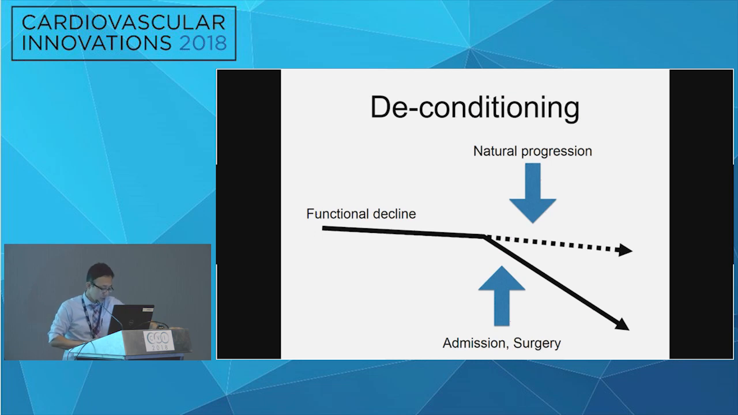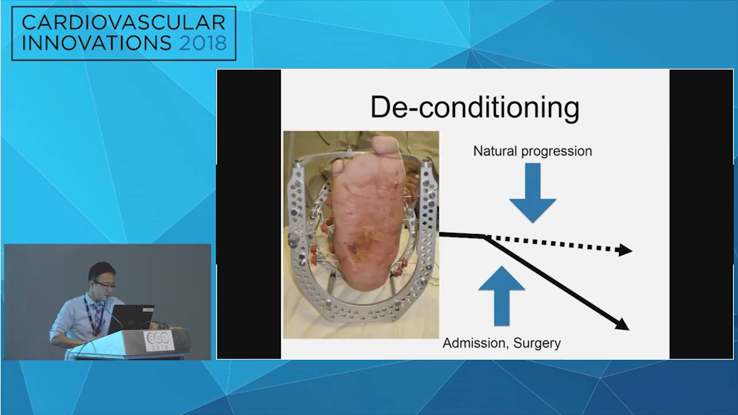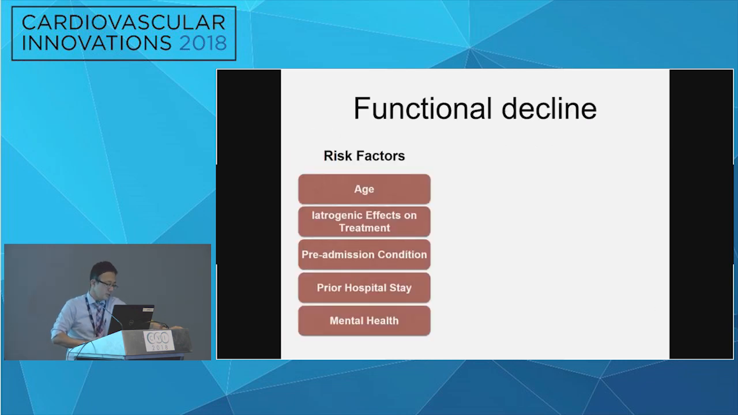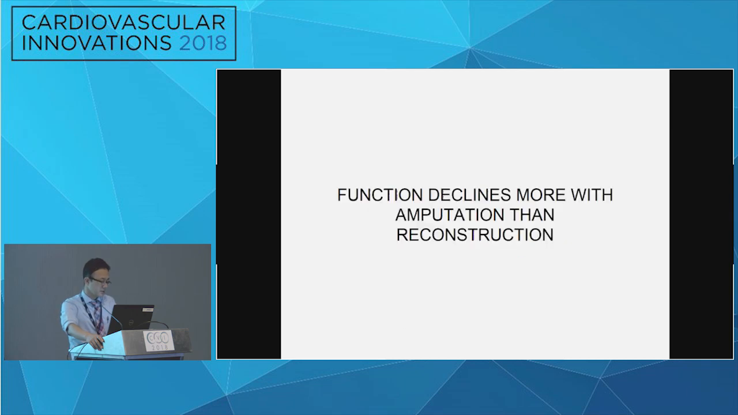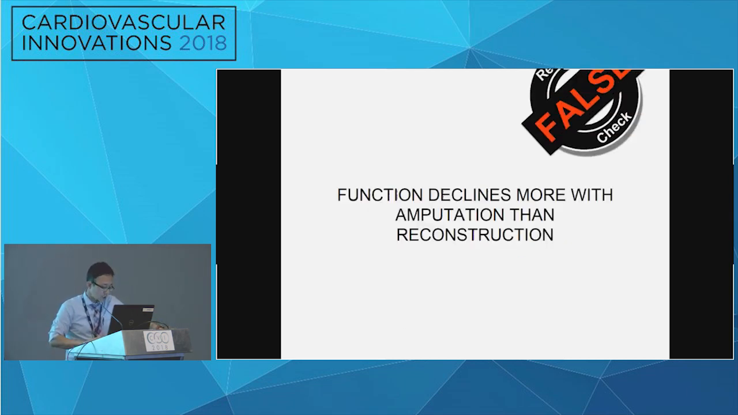And again, if you go through that reconstruction, I talked about the deconditioning. How many of those patients can get back into walking right away? Well, almost none. At least 20 weeks of non-weight-bearing status, and most of the time it's actually much longer than 20 weeks. So all that time the patients are deconditioning every day. And we talk about all the risk factors that are associated with the deconditioning. So we have to really look at those factors before you decide to do any of the reconstructive surgery. So function declines more with the amputation than reconstruction.